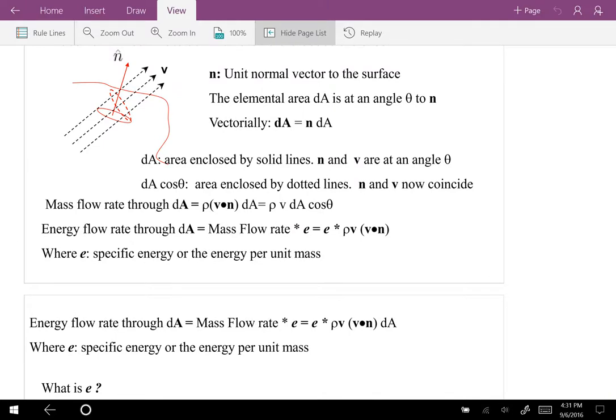But again, I think there's one point worth emphasizing here. The energy flow rate: you pick a small area dA, the mass flow rate times energy per unit mass gives you the rate at which energy flows through that area, right? So this is your m dot, that is nothing but kg per second. E has units of joules per kg. So when you multiply both, you get joules per second, or the rate at which energy flows through surface area dA.